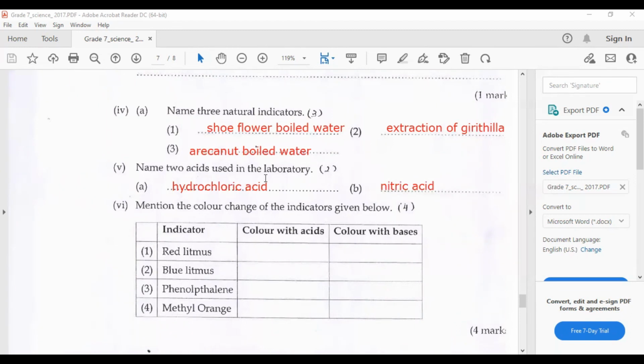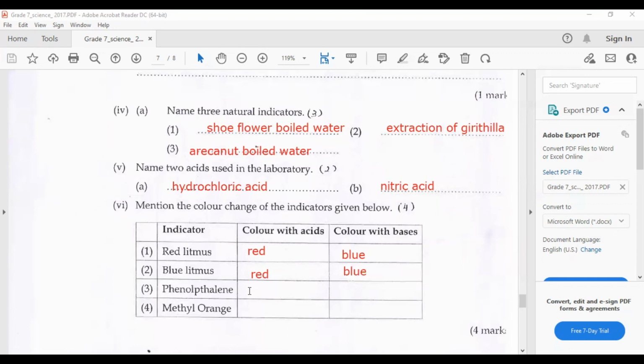Sixth one. Mention the color change of the indicators given below. Red litmus: with the acids, the red litmus does not show any color change. With the bases, red litmus turns blue. Blue litmus turns red with acids. And with bases, no color change.